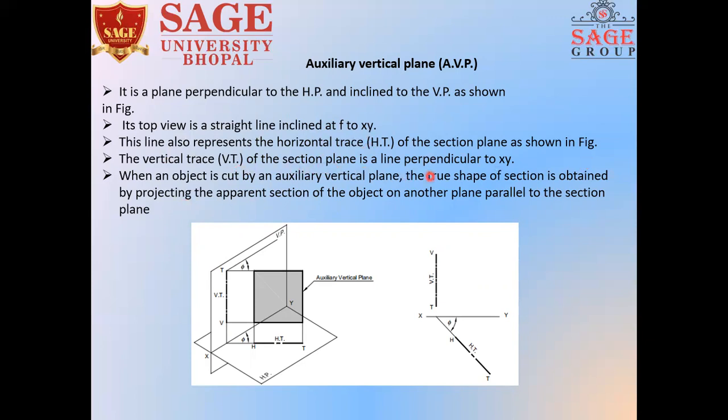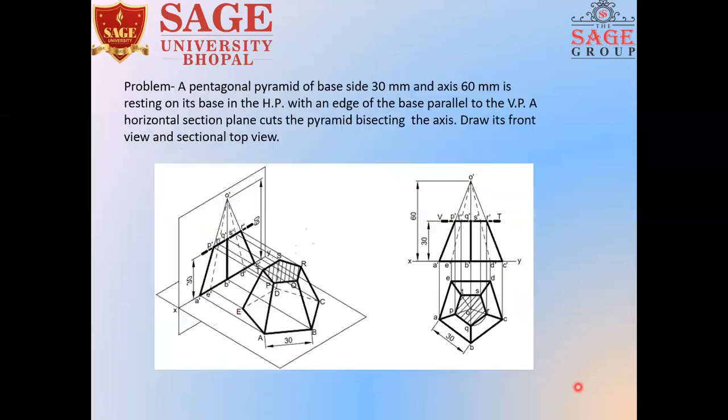The vertical trace of the section plane is a line. Now I am discussing this vertical trace. This vertical trace is of no use here because it is separate, at the end of the object. So when an object is cut by an auxiliary vertical plane, the true shape of the section is obtained by projecting the apparent section of the object on another plane parallel to the section plane.